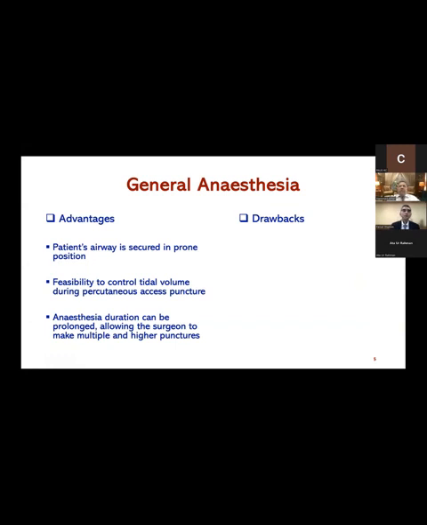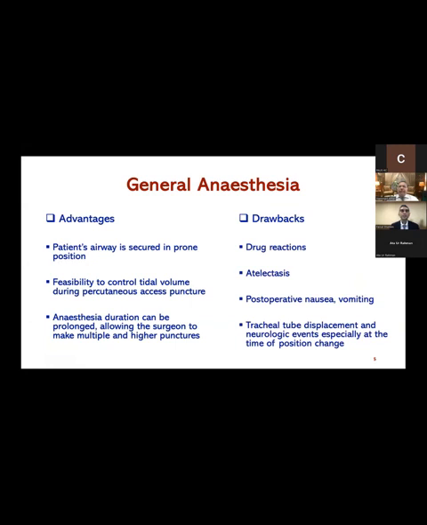But there are drawbacks of general anesthesia, and we know these drawbacks. Dr. Ahmad has already mentioned some of them. There are drug reactions, atelectasis, and the tube can be pulled out in prone position. There is postoperative nausea and vomiting, and tracheal tube displacement can be disastrous, with hypoxia and very limited time to change the patient to supine and re-intubate, because it's really difficult to intubate in prone position.